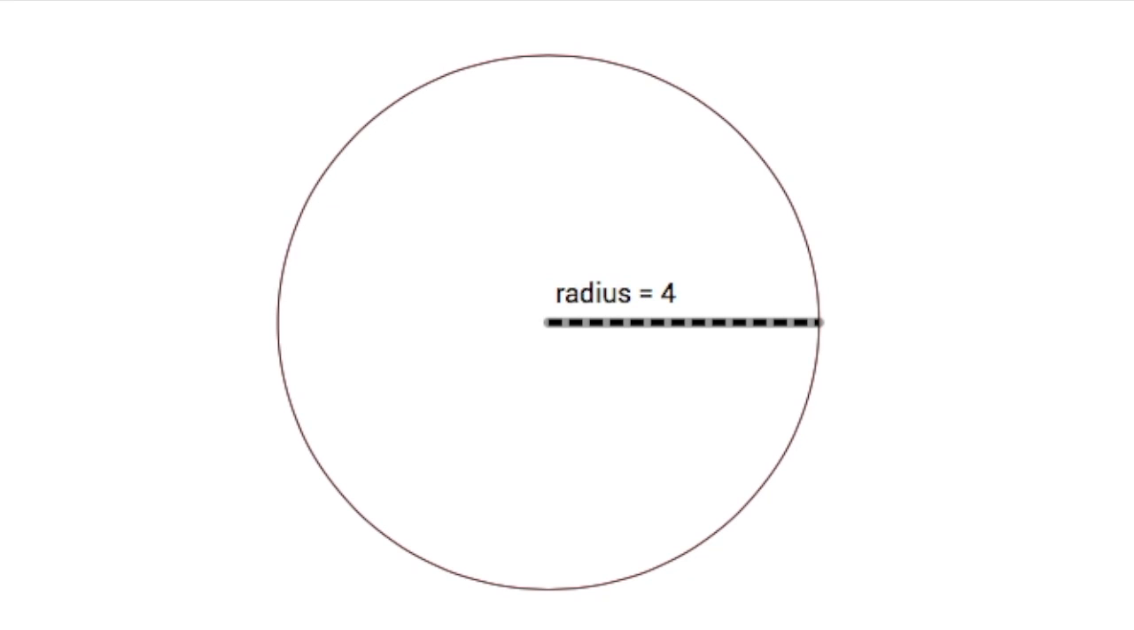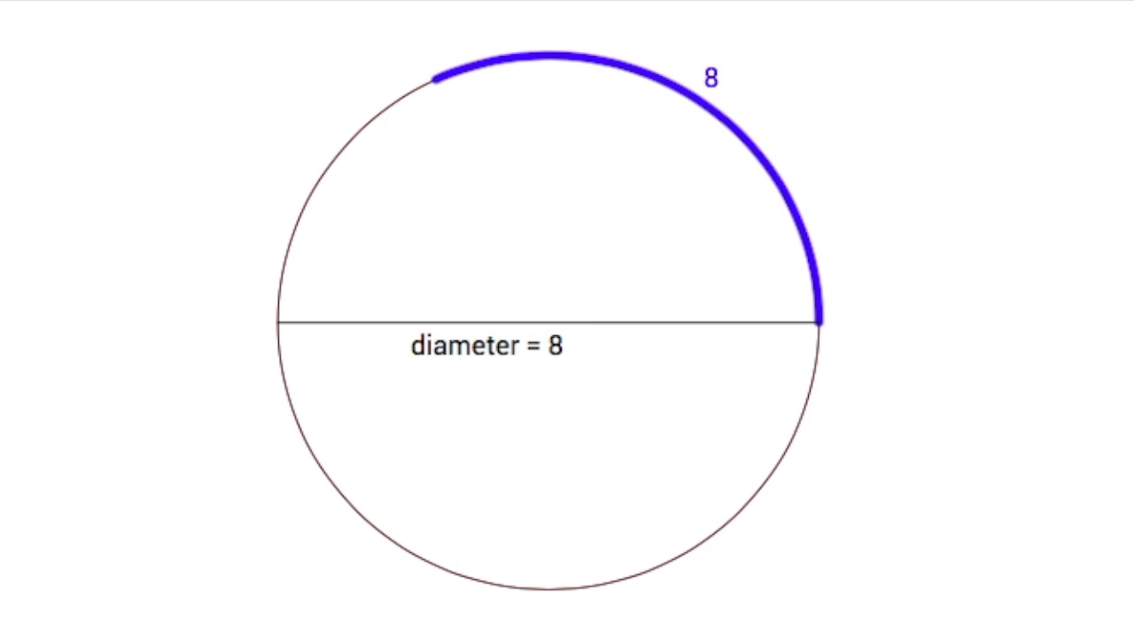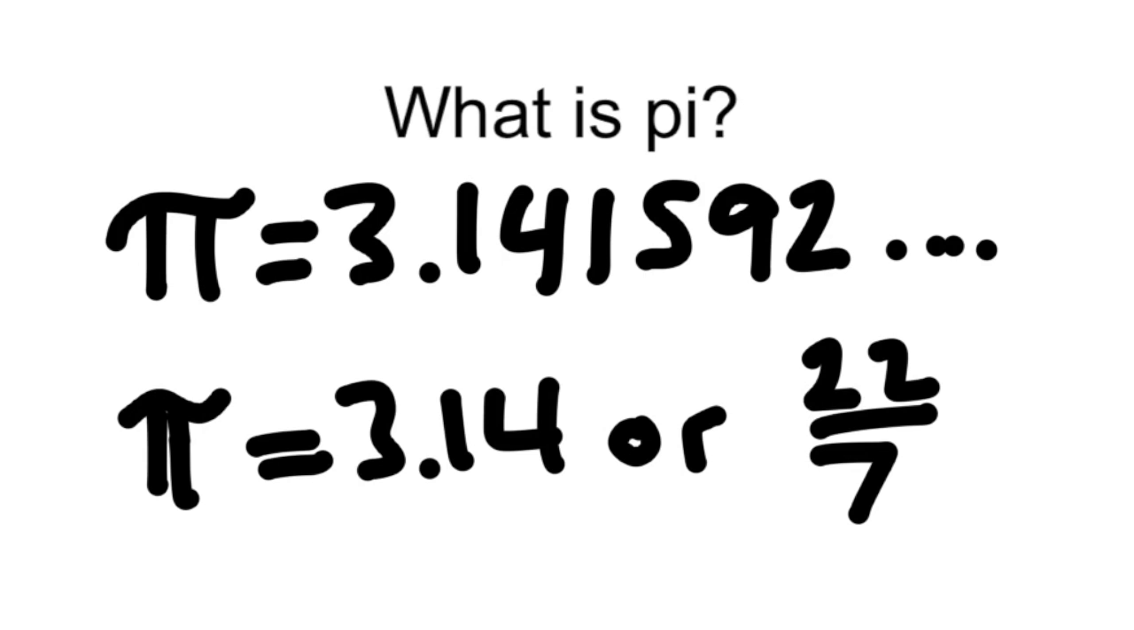Let's say I've got a circle with a radius of 4. If it has a radius of 4, that means that the diameter is going to be twice as long as that. So the diameter is going to be 8 units long. Now, Archimedes found that if you take the diameter of any circle and you lay it around the circumference of the circle, it will always fit 3 times plus a little bit more. And that number exactly is pi.